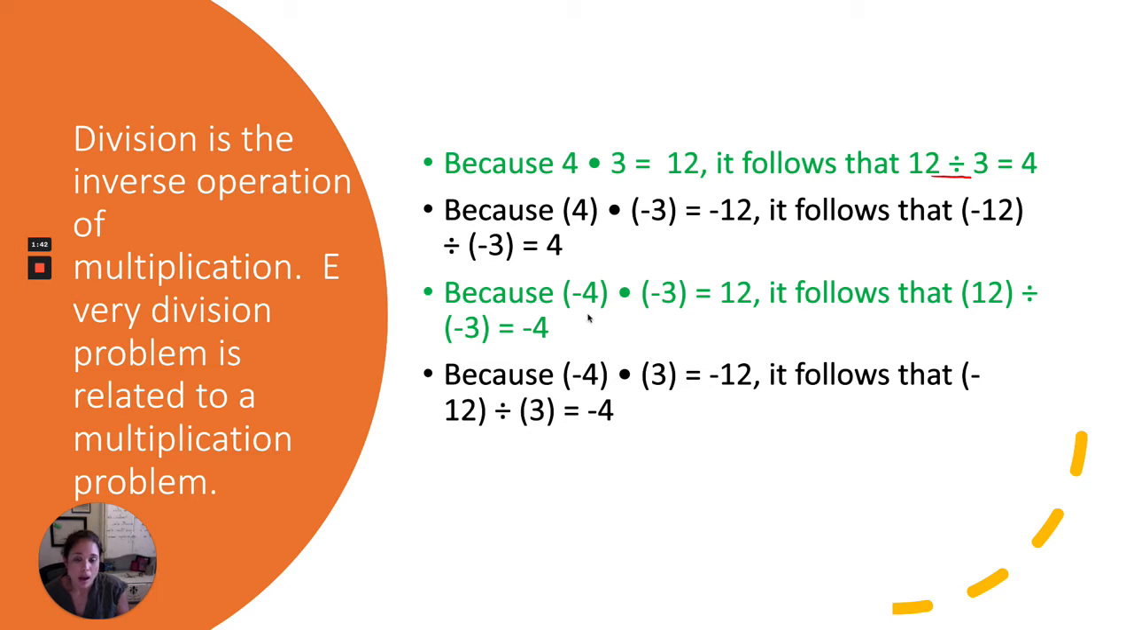Okay, because negative 4 times negative 3 equals a positive 12, it follows that 12 divided by a negative 3 will equal a negative 4. So because negative 4 times positive 3 equals negative 12, it follows that negative 12, which was the answer, divided by the positive 3 will equal this negative 4.